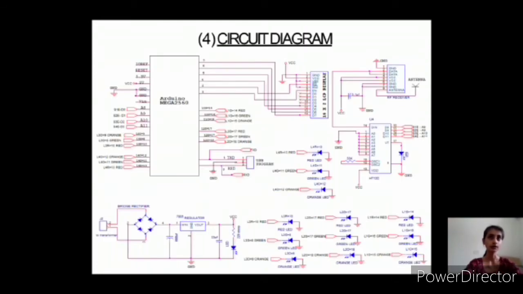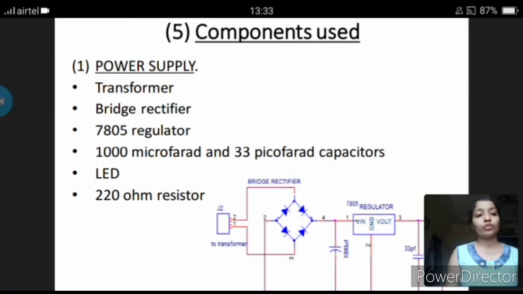Here is our circuit diagram, showing all the connections of our components. In the very first part, the connection from the Arduino Mega 2560 to the LCD is shown. On the right side, the receiver module connection is shown. Then the power supply circuit is displayed. The LED connections are shown after that. So different mini circuits make the whole project work efficiently. From here my other team member will continue with the components used.